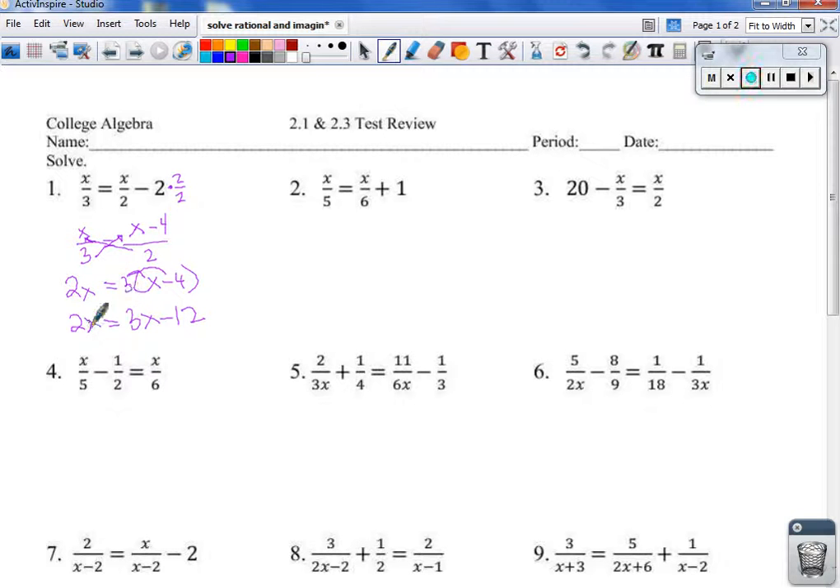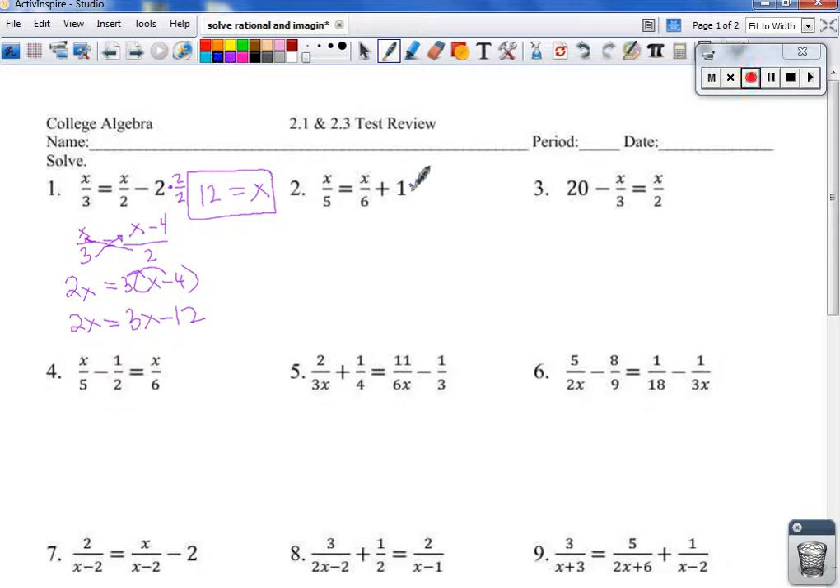And solving for x, I'm going to bring my 2x over. That's 1x. I'm going to add my 12, so x equals 12. Okay, we can always go back and check. 12 divided by 3 is 4. 4 equals 6 minus 2, sure does. So x equals 12 is the correct answer. Nothing to be done about it. Okay, so the whole point is getting one fraction on the left side and one fraction on the right side.